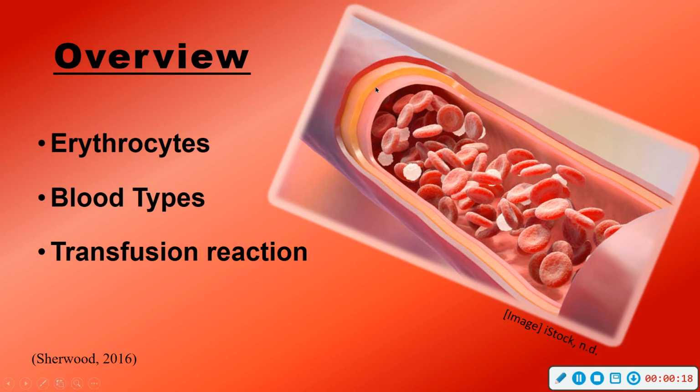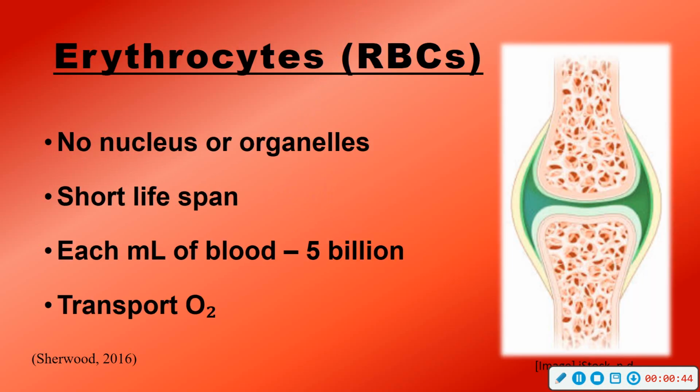So we have blood in our veins, but I want to talk more specifically about it. We're going to talk about erythrocytes, which is basically your red blood cells, the different blood types that this causes, and also how our blood can react in the wrong way during a transfusion if proper techniques or blood types aren't used. So first, let's talk about our red blood cells.